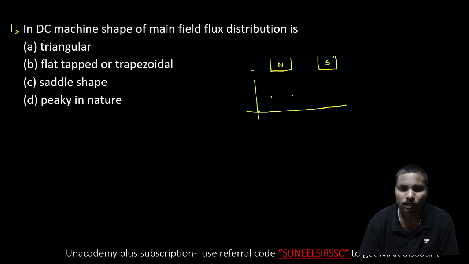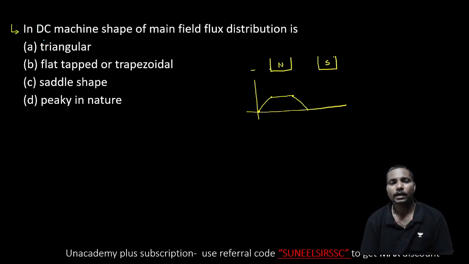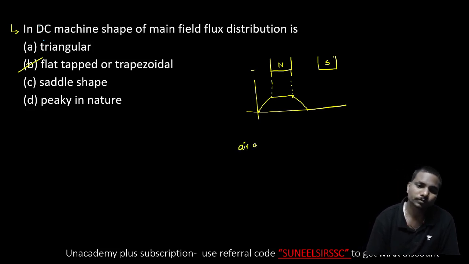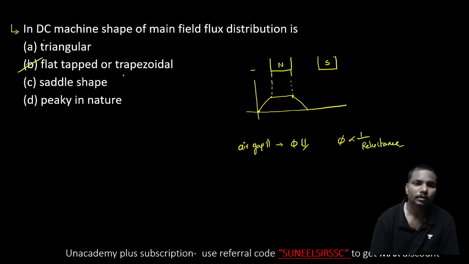Here under the pole, air gap is minimum. Minimum means you will get maximum flux distribution, so it increases towards that minimum air gap. Again air gap will be maximum, so you will get a curve like this. That means you are getting a trapezoidal form of main field flux. This is also called flat topped or trapezoid. Under the pole we are getting constant flux. Here air gap is more, and as air gap is more, flux will be less, because flux is inversely proportional to the reluctance. So that's why you are getting a flat topped wave.